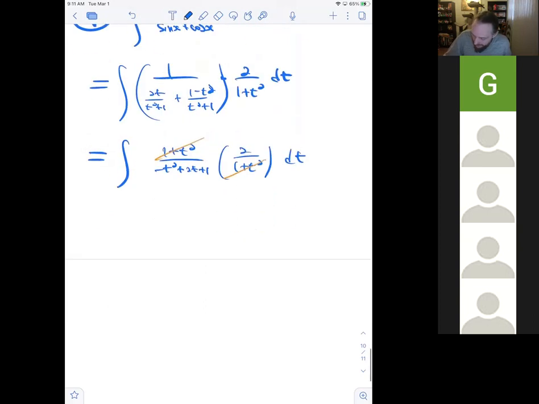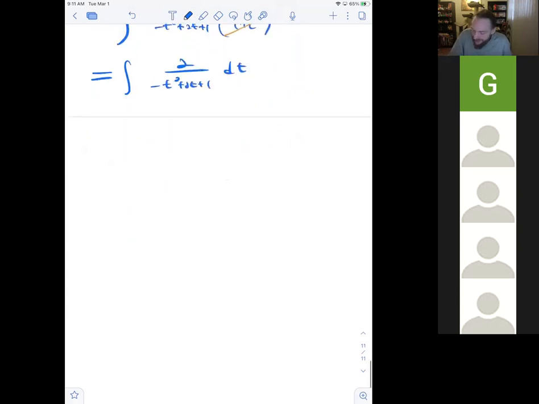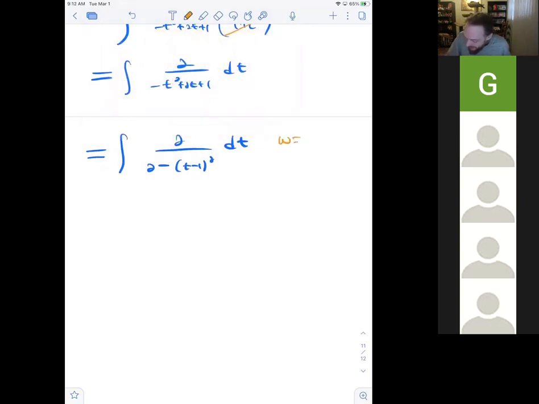And I get the integral of 2 over negative t squared plus 2t plus 1 dt. This is equal to, I have to complete the square and do a little bit of fudging, the integral of 2 over 2 minus (t minus 1) squared dt, which is, if I make a substitution now, I can make a baby substitution. w is going to equal t minus 1, and dw is equal to dt. This is equal to the integral of 2 over 2 minus w squared dw.